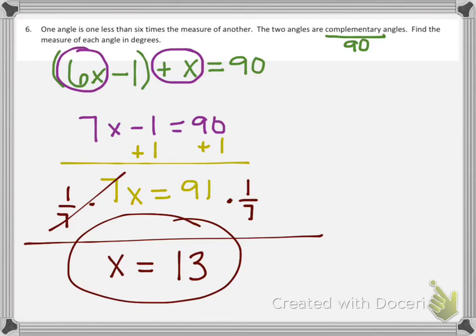Okay, we're taking a statement. We're writing it in symbolic form, and then solving those linear equations using algebra. Okay, that is our lesson for today.